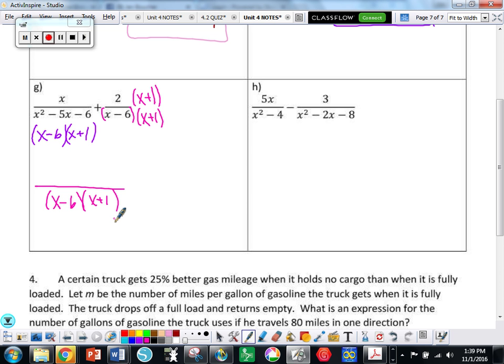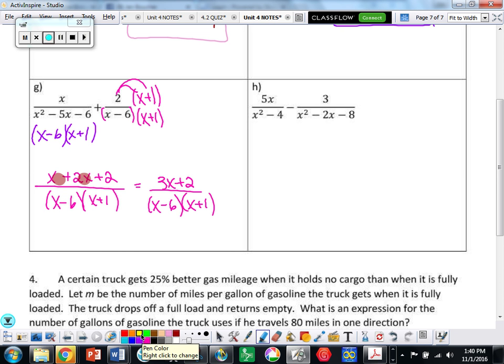What about the numerators? From here, nothing changed, right? Once you have a common denominator, you can combine the numerators. On the second half of the fraction, distribute that 2. What do you get? Plus 2x plus 2. Now what do you do? 3x plus 2. Anything else? Can you factor the top? That's it. All right.